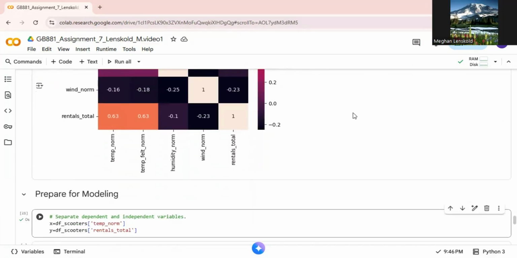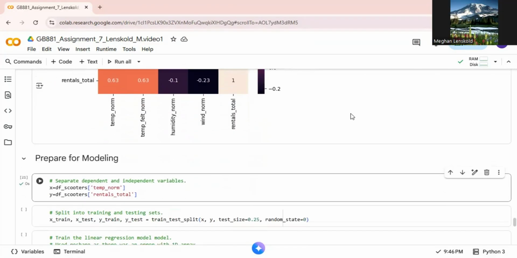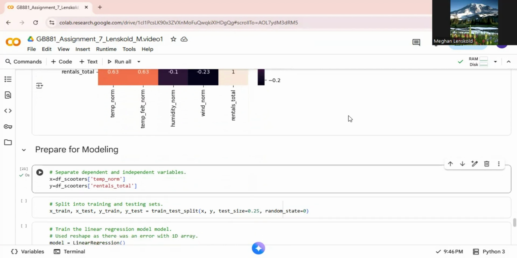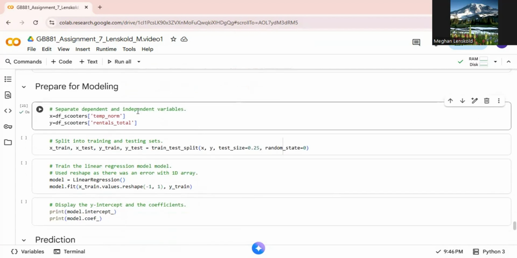So now we're going to run our preparation for modeling. First, we'll want to separate out our X and Y variables. For this, we'll continue our examination of the relationship between the total rentals and the temperature. So the temperature will be our x-axis and the total rentals will be our y.